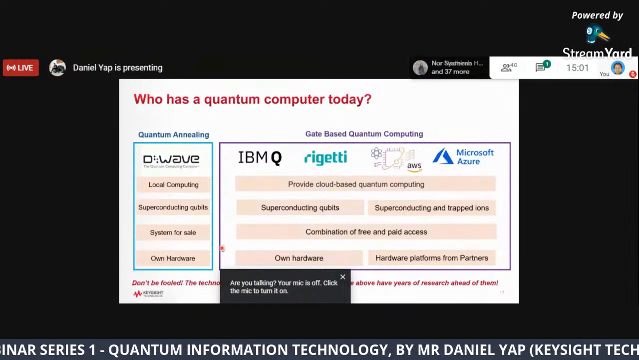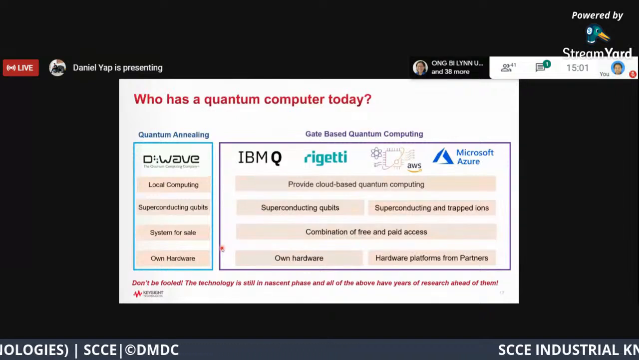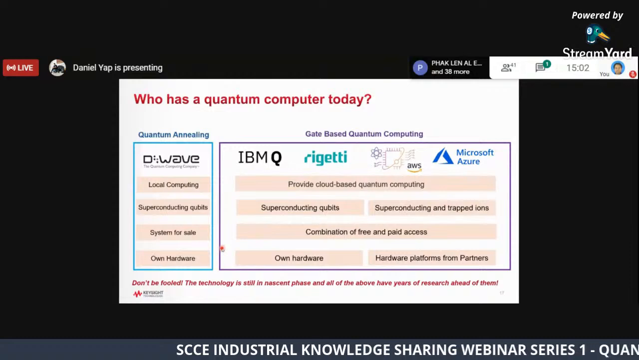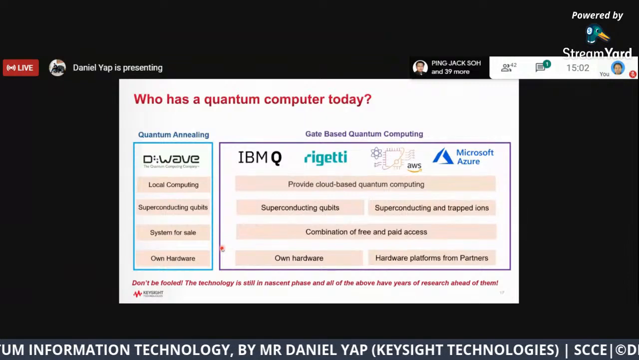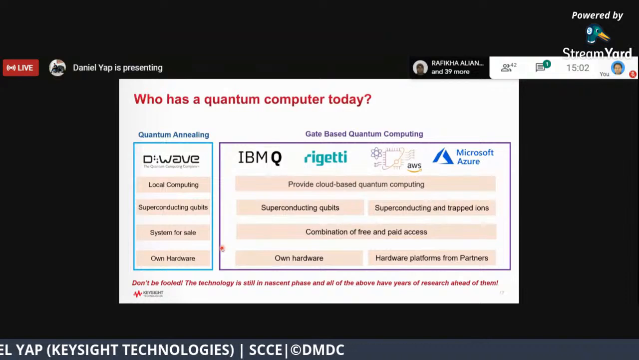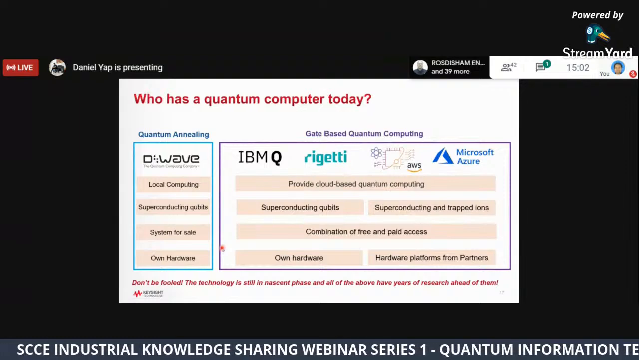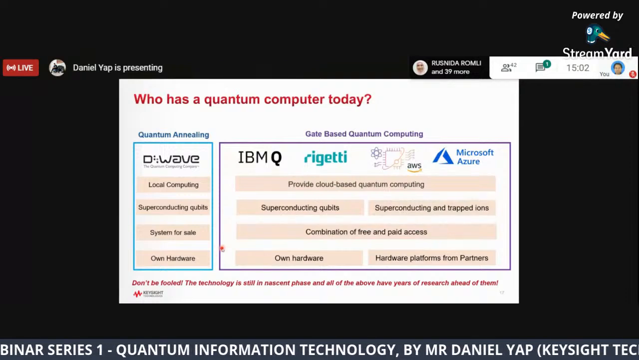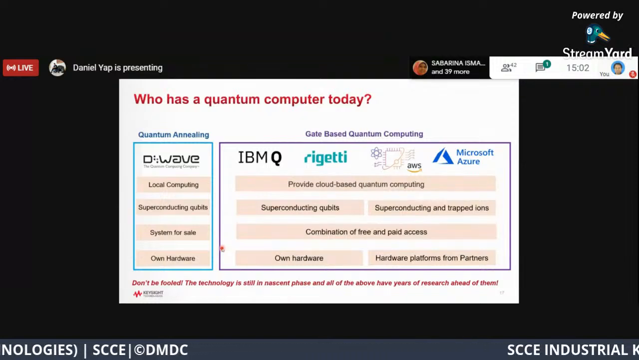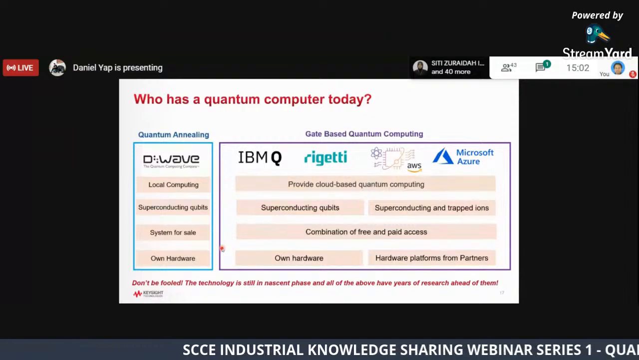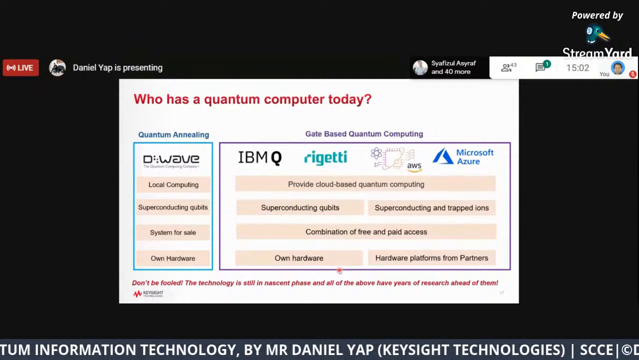The other one is gate-based or semiconductor. Players are like IBM Q, Rigetti, of course Amazon Web Services, AWS, and Microsoft Azure. They are looking into putting this system up in the cloud. It's cloud-based quantum computing. In terms of qubit implementation, there are types such as superconducting qubits, quantum dots, or even trapped ions. And of course, some are free, or if you want to use them, you have to pay. I think IBM has some sort of free access you can use for evaluation. In terms of hardware, they build their own hardware and also partner with others.